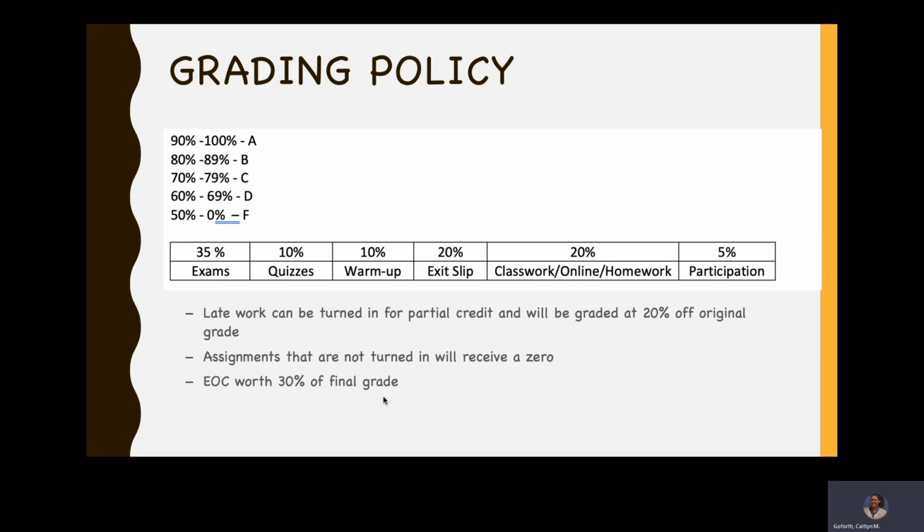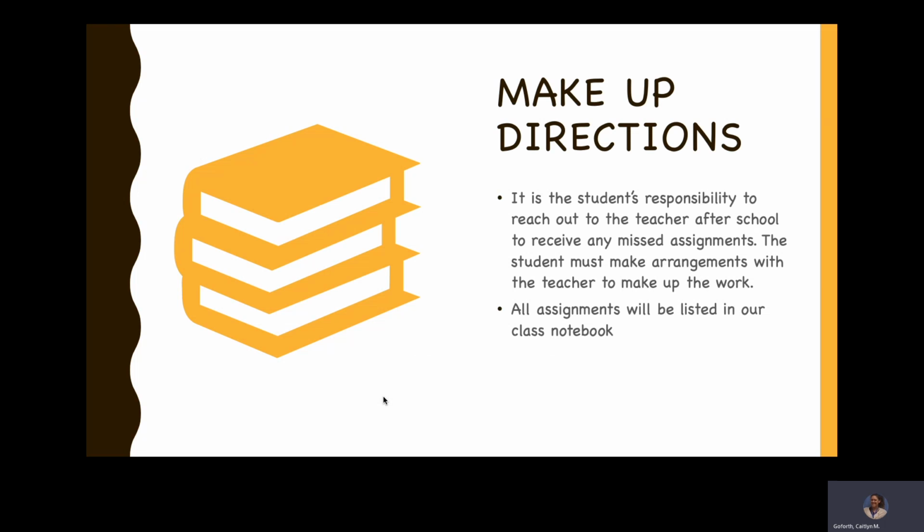Late work can be turned in for partial credit. It will be graded at 20% off the original grade, so the highest you can get on late work is an 80%. But assignments that are not turned in will receive a 0. And 80 is much better than 0. We do, like I said earlier, have an end of course exam, which is worth 30% of your final grade.